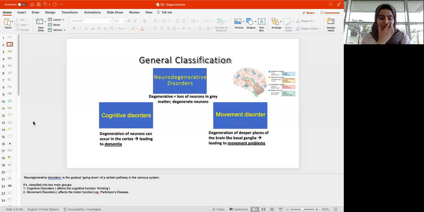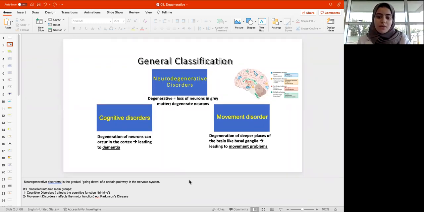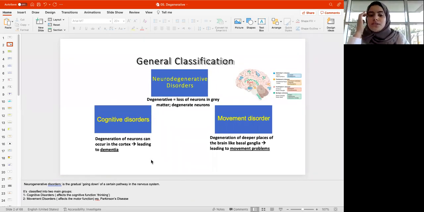Okay. So first of all, I'm using the same PowerPoint. The only difference is that I added some notes, either here on the slide or in the comment section, only so that it can help you have more explanations, I guess. And when you're studying, you can use the same PowerPoint. Okay. So neurodegenerative diseases.